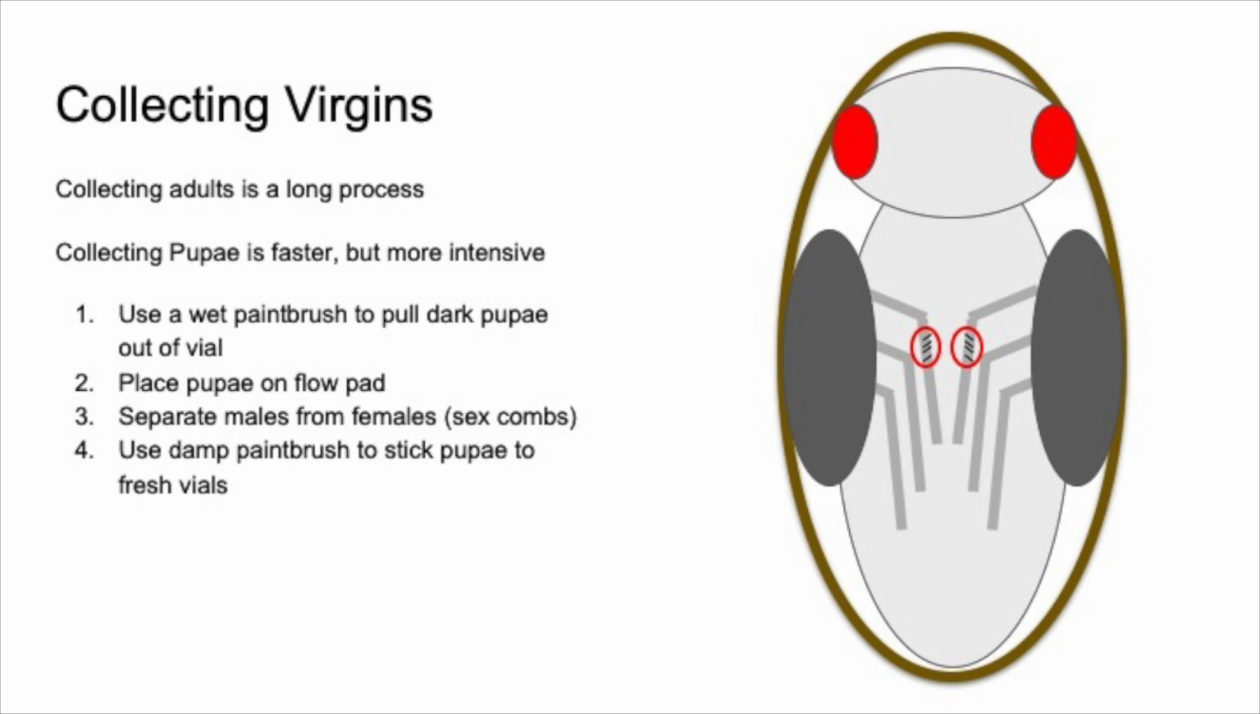So all males will have visible sex combs inside their pupae, and all females will not. So if you look for the sex combs, you'll be able to separate pupae that contain males from pupae that contain females. You can then use that damp paintbrush to stick these pupae onto the walls of a new clean vial. So you'd put female pupae in one vial, or it's best practice to put female pupae in a number of vials. That way you lose fewer if you have a contaminated vial. And then you can place all of the male pupae into a single vial or a small number of vials, whichever you prefer.